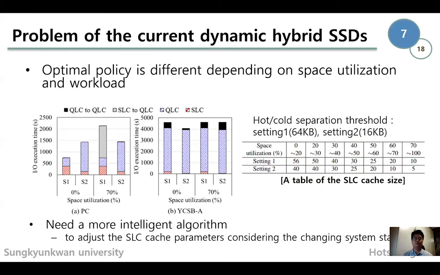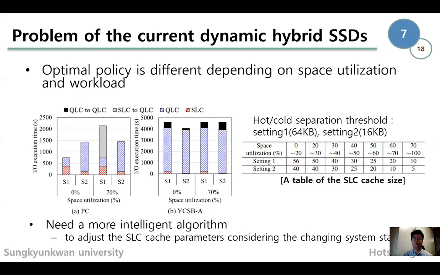To observe the problem of the current dynamic hybrid SSDs, we performed experiments with our trace-driven hybrid SSD simulator. Two real workloads were used, PC and YCSB-A. The PC trace includes a larger amount of hot data compared to the YCSB-A database workload. We examined the hybrid SSD performance with two different SLC cache setting policies. Setting 1 utilized the SLC cache more aggressively than setting 2.